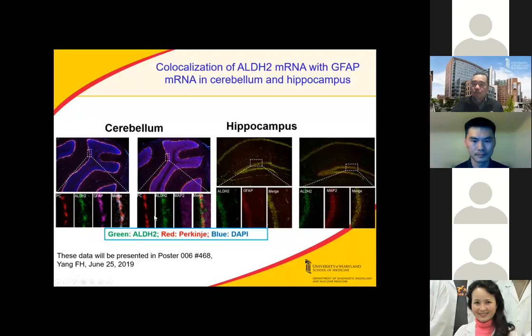And you can also see the hippocampus is similar, with relatively lower intensity of expression than the cerebellum, but it is correlated well with GFAP, not with other kinds of cells. So that means most ALDH2 genes are expressed in the astrocytes, and the cerebellum is the highest brain region.